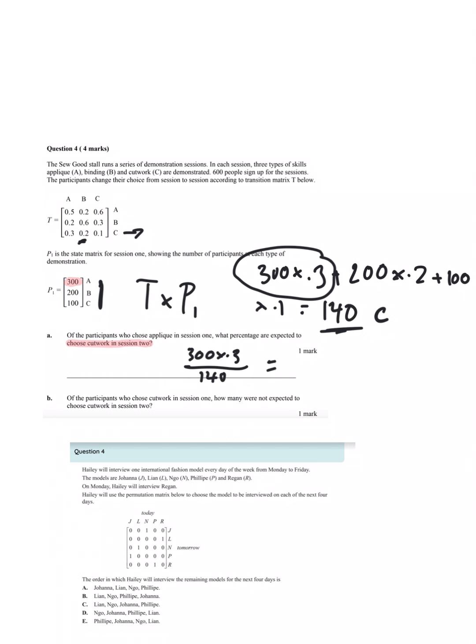Okay, so to do that, 300 times 0.3 over 140. Okay, so that equals 64.29%.